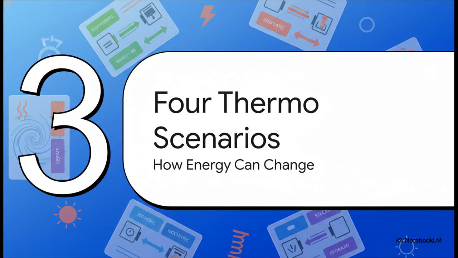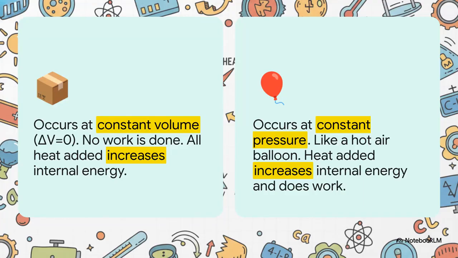Okay, now that we have the master rule, let's see how it plays out in 4 very specific situations. Think of these like 4 different strategies a system can use to manage its energy. So on one side, you have an isochoric process. Iso means same, choric means volume, so constant volume. Just imagine heating up gas in a sealed metal box. It can't expand, right? So no work can be done. Every bit of heat you pump in just goes into raising that internal energy.